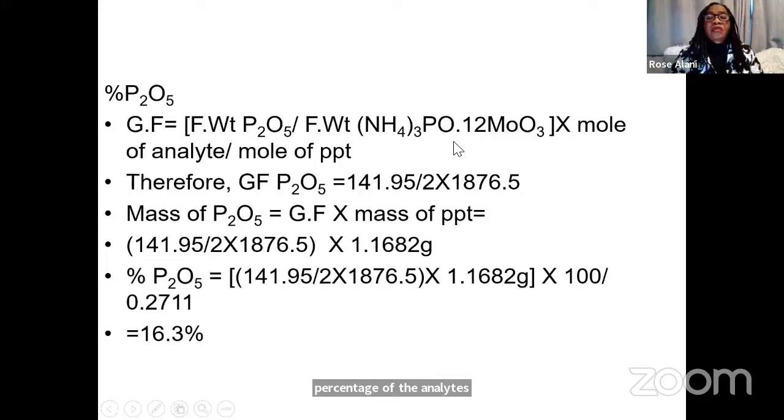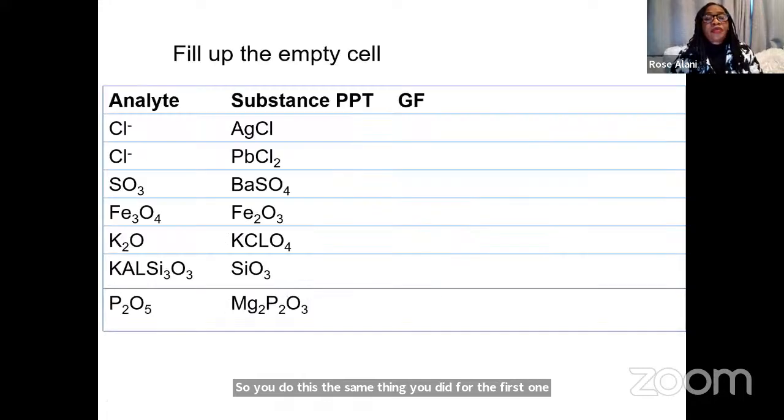Okay, so this is it, and this is for the phosphorus and also for the phosphorus pentoxide. The same thing you did for the first one, you do the same thing for this one. If I give you this also as an assignment, what to do is already here. I've already given it to you, but it's just for you to go and practice it properly.